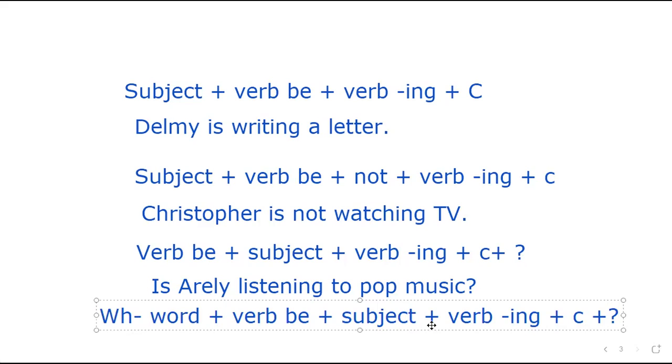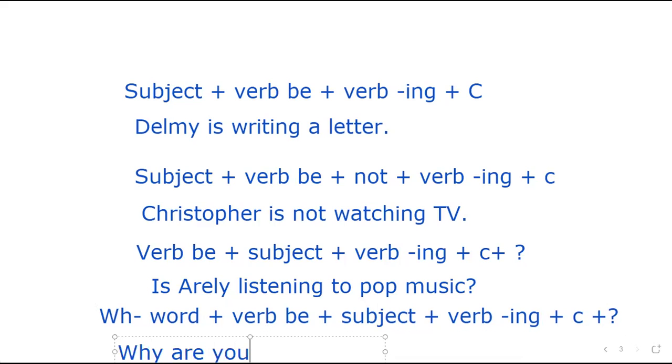Un ejemplo sería: Why are you crying, for example? Why are you crying? ¿Por qué estás llorando? So the WH word, the verb be, the subject, and the verb with ing and the question mark. En este caso no tenemos complemento. Why are you crying? ¿Por qué estás llorando?